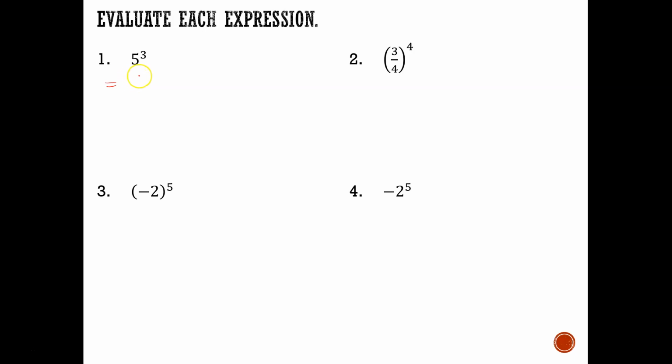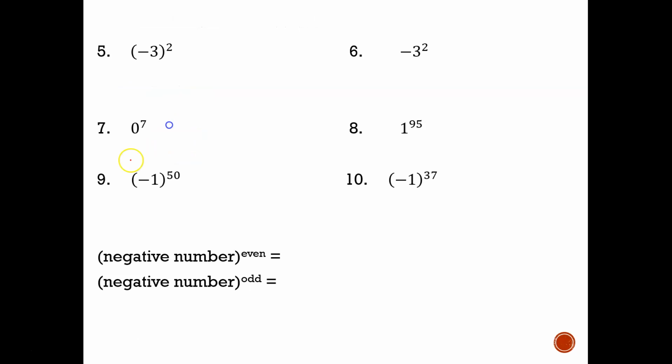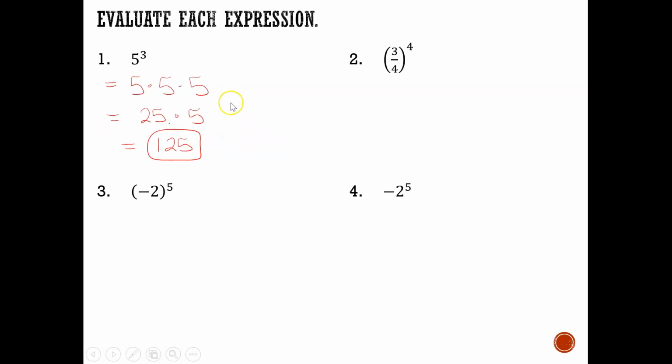So 5 cubed means 5 times 5 times 5. And then let's go ahead and evaluate by multiplying. So I'm going to do 5 times 5 is 25, bring down that third 5, and then 25 times 5 would be 125. So 5 cubed is equal to 125. And that is pretty simple.